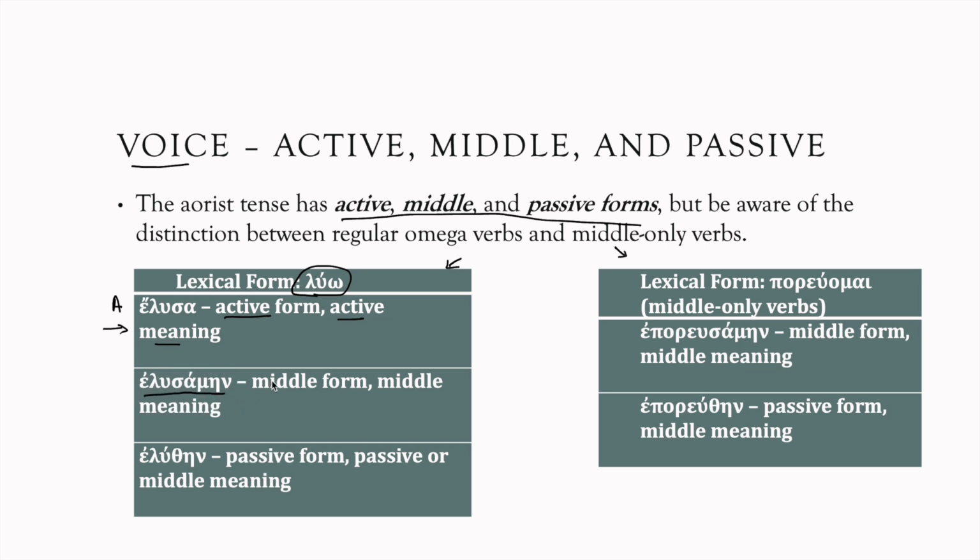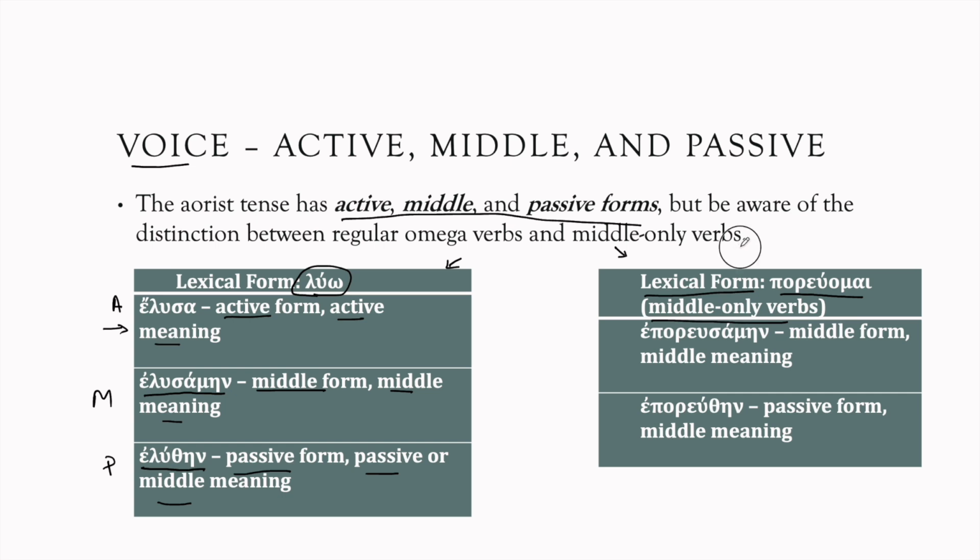Elusa main, okay, this is the middle form and it has middle meaning. And there is a passive form, eluthane. That's passive, and it can be passive or middle, depending on context and depending on the verb. The lexical form of peruomai indicates that this is a middle-only verb.